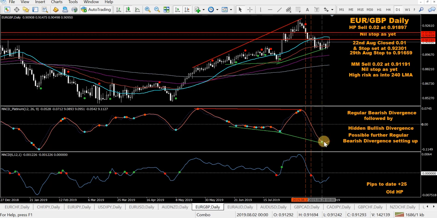Like in this case, it's a blue dot on the MACD Platinum below the 0 level, and you can see we're in an uptrend here. So we've got possible divergence forming. So I'm looking for a buy signal on that one. That's Euro pound, Euro AUD.